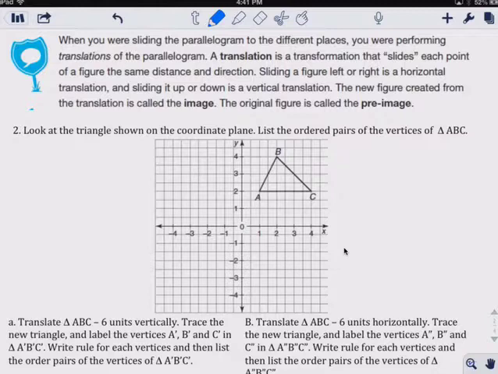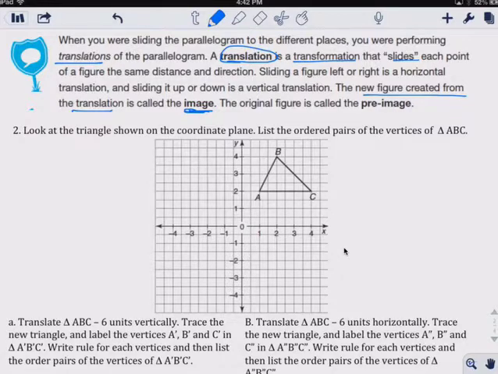First, when you're sliding the parallelogram to different places, you're performing a translation of the parallelogram. Translation is a transformation of sliding. I think we talked about this. Each point of a figure slides left to right. We did that. The new figure created from the translation is called an image.